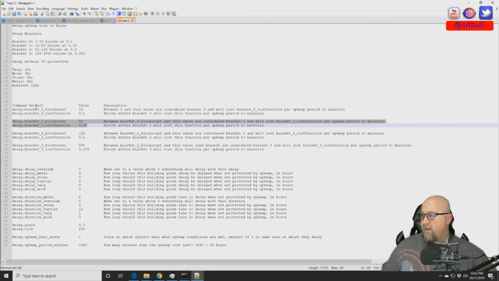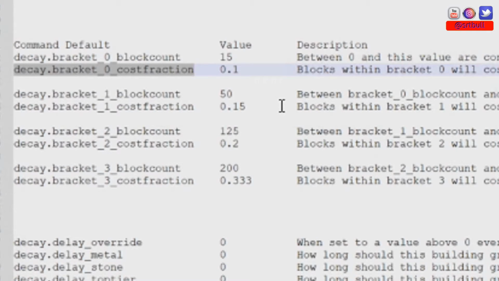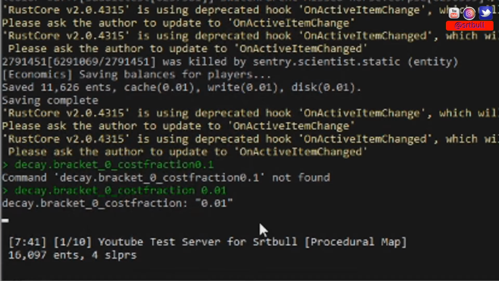So the way to do that, you can take this command right here, decay.bracket_0. We're talking about bracket zero, and we're going to change the cost fraction. This is the entire command that you would take over to your console. So hop over to console, and if you type in that command and change the tax percentage to 0.01, that'll change the tax rate for bracket zero to 1% instead of the default 10%, which means the resources required to maintain that base will be reduced by 10 times, essentially.